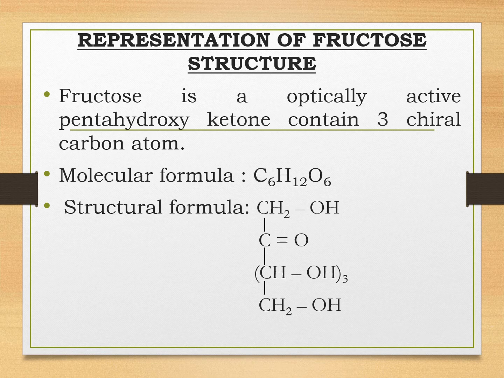Now why is it so? That is because, my dear students, the structural formula of fructose contains a ketonic group. So when I talk about ketohexose, it means it has a ketonic group along with 6 carbon atoms. The first carbon atom and the last carbon atom of the fructose structure contains CH2OH group. Then the second carbon atom contains a keto group, and that is why we call it as ketohexose.